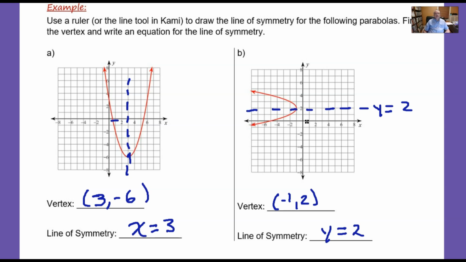So a line of symmetry is pretty easy to find in the graph, and what you have to get used to is writing an equation for it. Equations for horizontal lines and vertical lines are very simple. It's x equals a number or y equals a number.